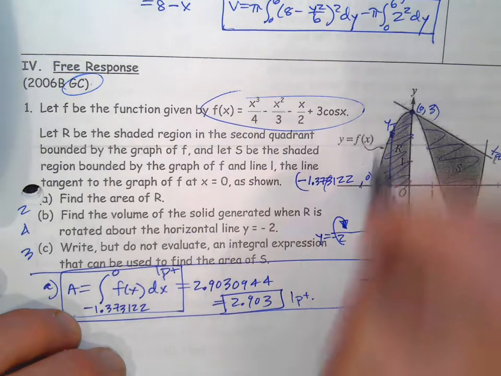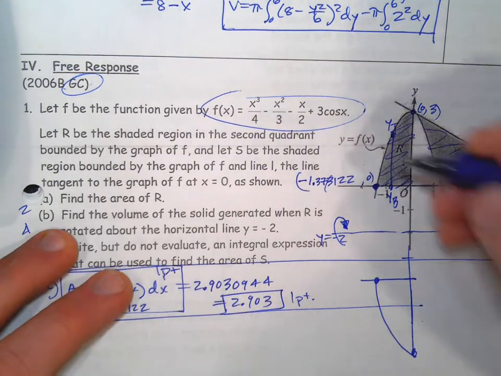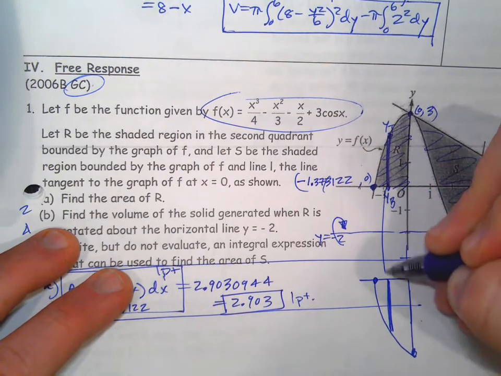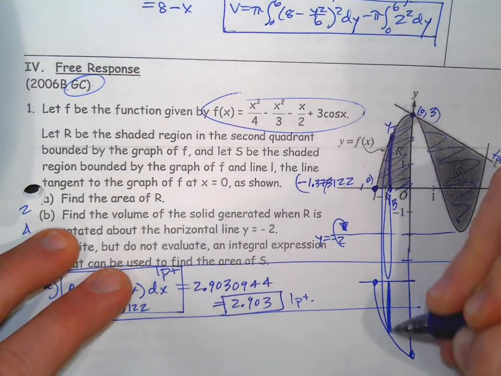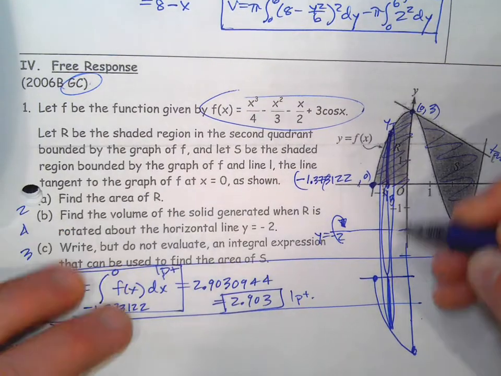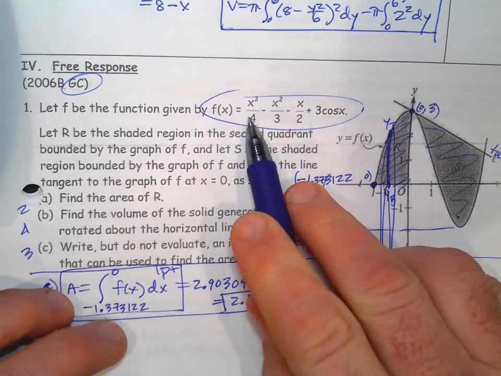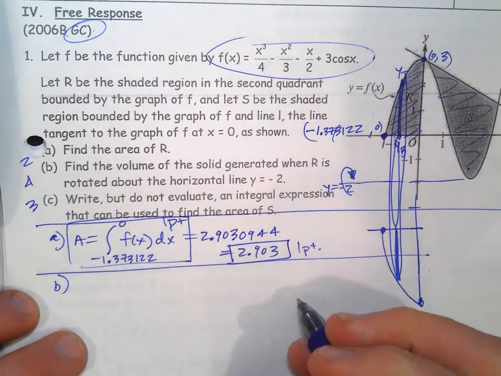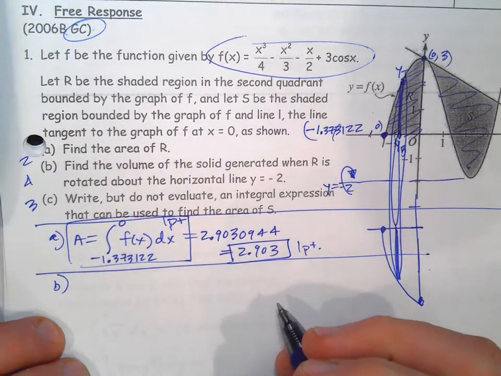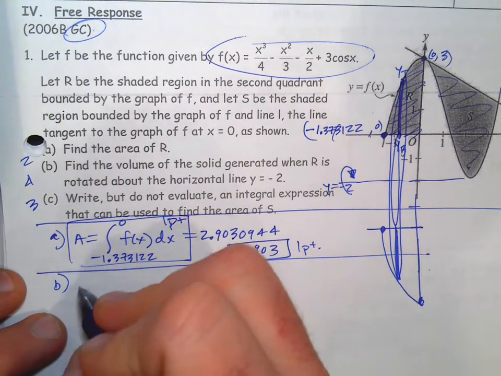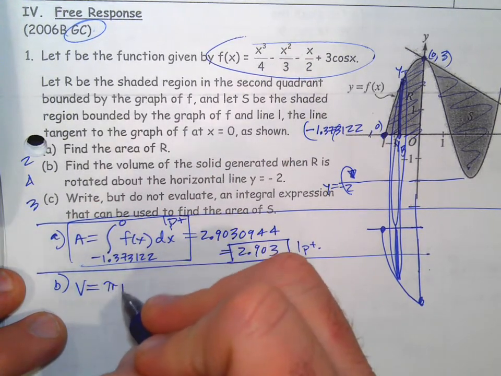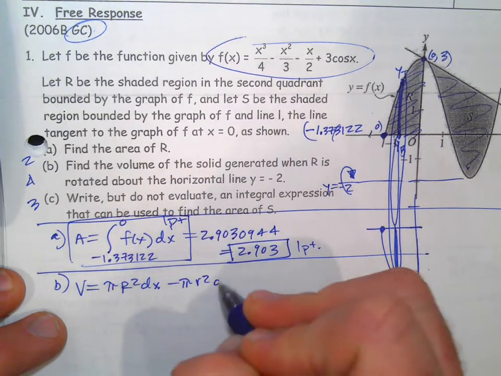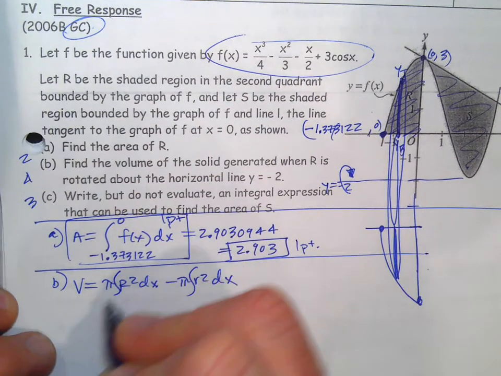I think we're probably going to want to go with vertical slicing, which would give you disc washers. If you're going to do horizontal, you're going to have to solve this for x in terms of y, and that's just not happening. So I think that's totally out. Any horizontal slicing in this problem is just not going to happen. So the volume is going to be pi R squared dx minus pi little r squared dx, and then we're going to integrate.